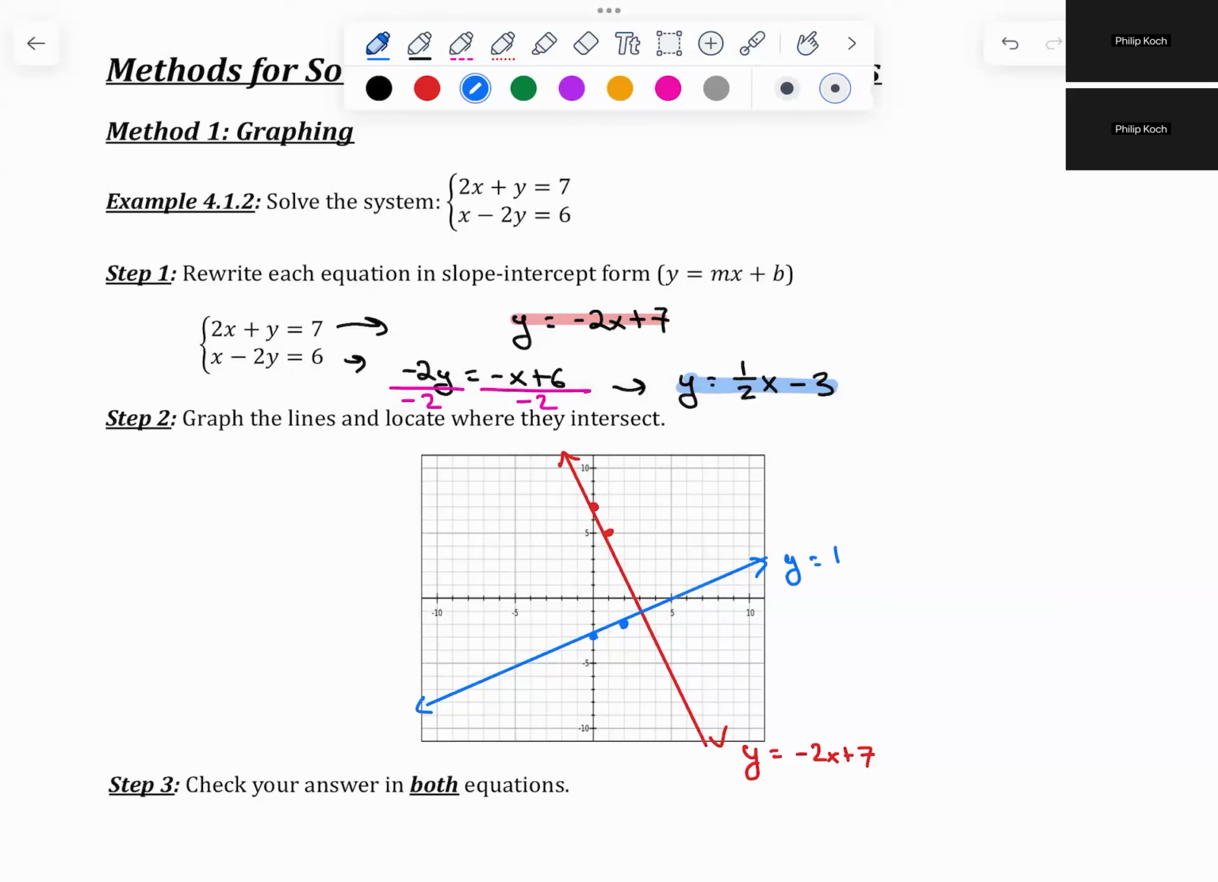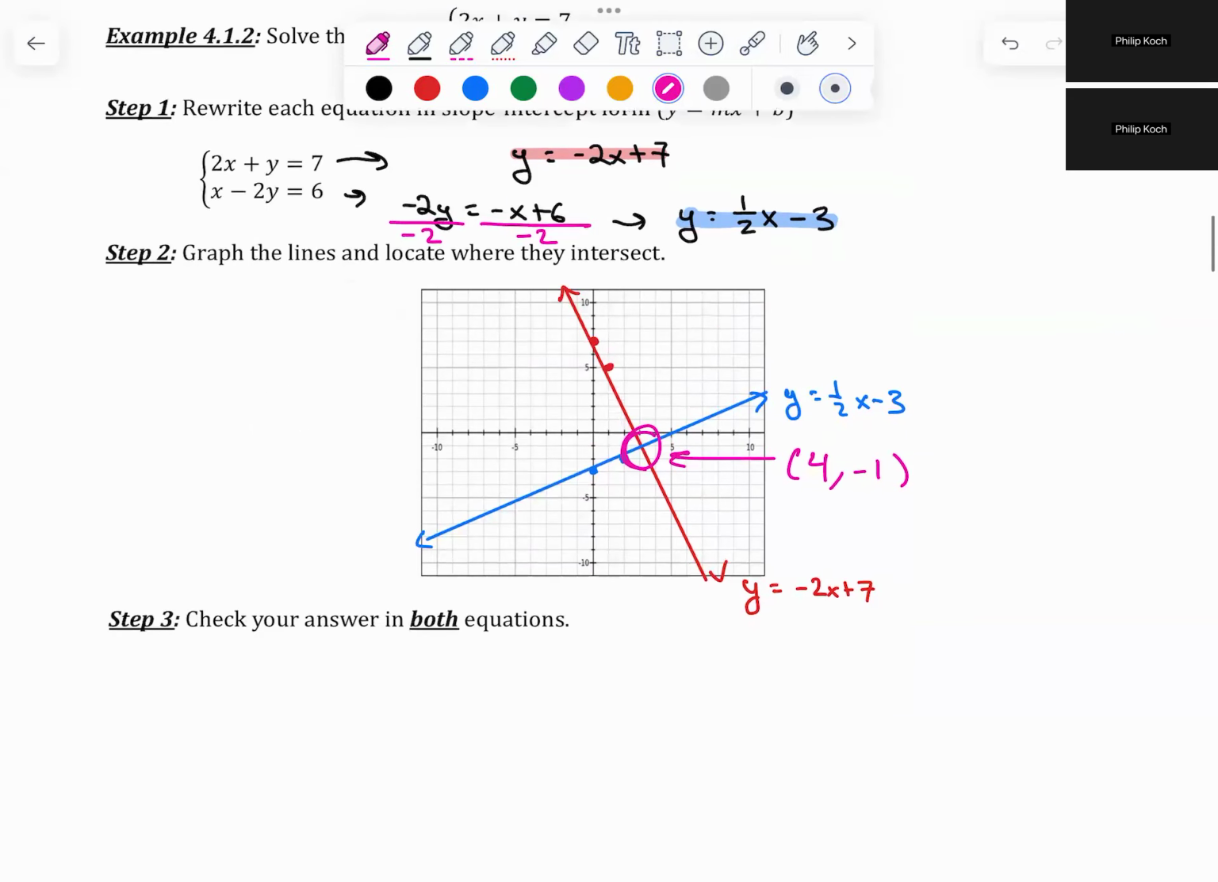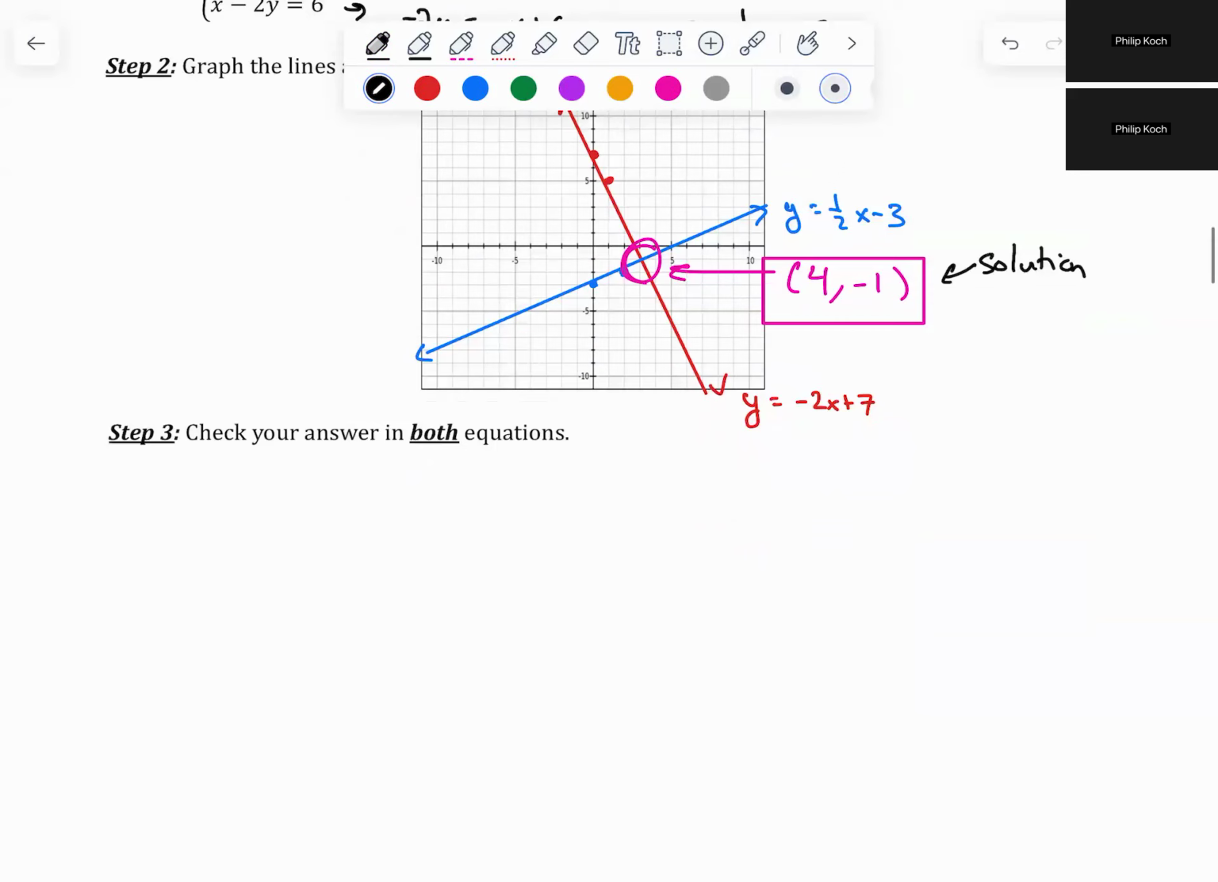So y equals 1/2 x minus 3. And so the intersection point is right there at (4, -1). That's our solution. And then check your work in both equations and see if it works. We're good. I guarantee you, if you're bored enough to check it out, you can plug in 4 and -1 into each equation, and you'll see that you get a true statement. It solves both of the equations.